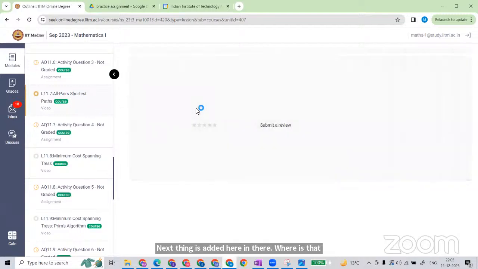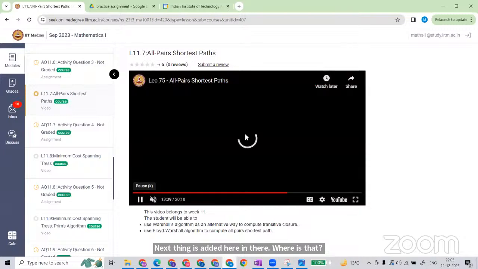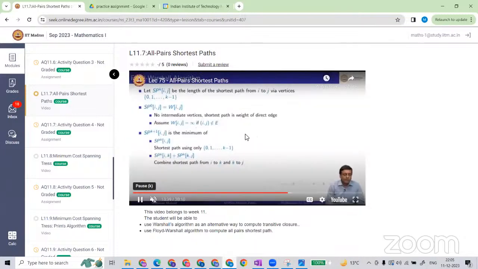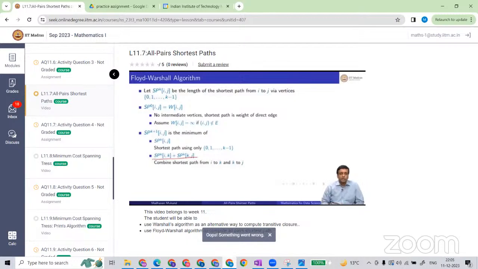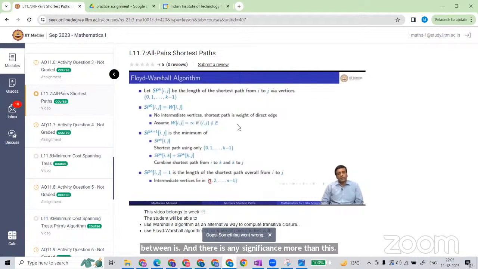So basically, what I thought about transitive closure is that we will write all the vertices A, B, C, D, E horizontally and vertically. If there is an edge from A to A, we will assign 1. If there is an edge from A to B, we will assign 1. If not, we will assign 0. I thought transitive closure is just to find whether there is a path between these vertices. Is there any significance more than this? The significance is in the Floyd-Warshall algorithm.